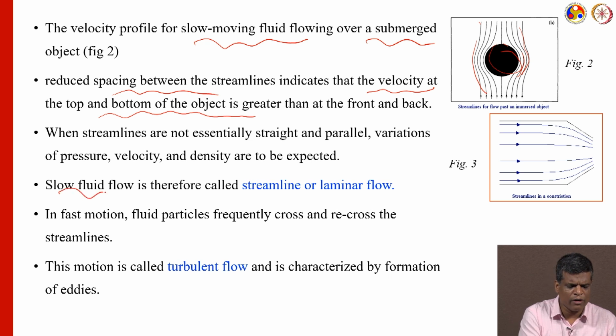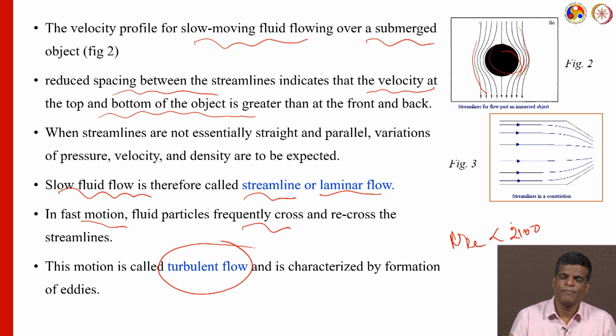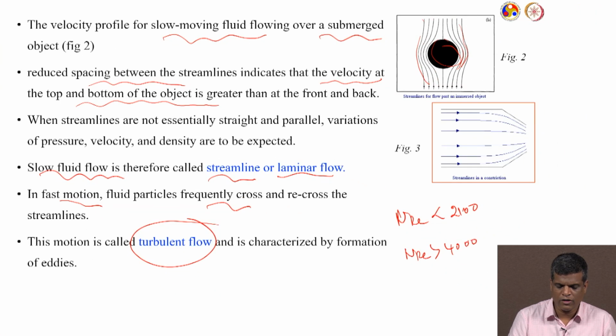Normally the slow flow of fluid we call streamline or laminar flow. Whenever the motion is very fast, the fluid particles frequently cross and recross the streamlines. This we call turbulent flow, which forms eddies. As we already discussed, if the Reynolds number is less than 2100, we call it laminar flow, and if it is more than 4000, we call it turbulent flow. We discussed all this in the last classes.